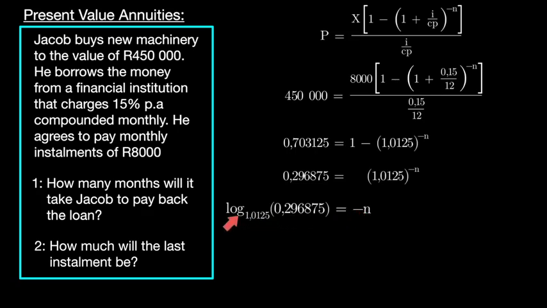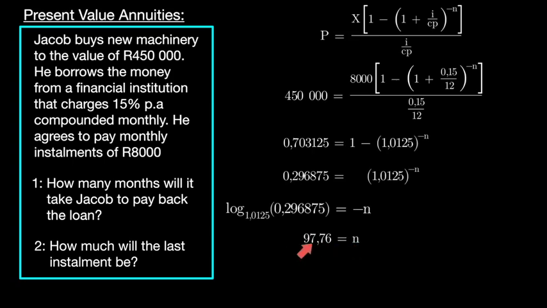So once we do this problem on our calculator, we just use our calculator to type in log, or we use the log function. The base is 1,0125, and in brackets there we put 0,296875. Once we press equal, you will see that it's minus 97,76 is equal to minus n. Again, because this is an equation, we can multiply with the minus all the way through, so 97,76 is equal to n.